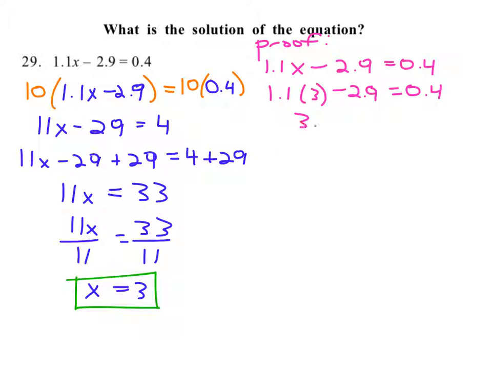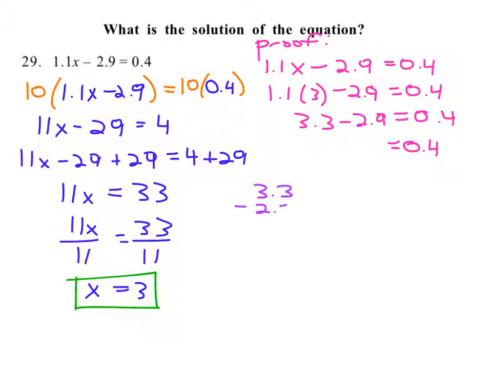1.1 times 3 is 3.3, minus 2.9 equals 0.4. And of course, you should be checking this math to be sure that it works out. If you can do that in your head, that's fine, but don't assume that it equals 0.4. You know that if we were doing it right, you would get 0.4 on the left-hand side. Do the work to check it if you need to.